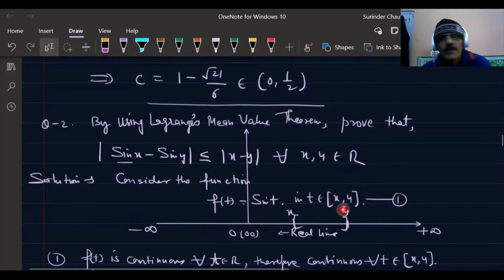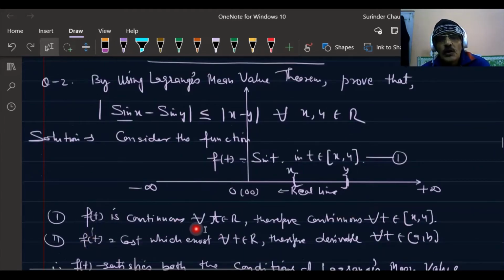So the interval x to y is here. t belongs to [x, y], which is a subset of R. Consider this interval. By Lagrange's mean value theorem, for the function f(t) = sin t on the closed interval [x, y]: we know that sin t is continuous for all real numbers, therefore on the closed interval x to y, a subset of R, f(t) is continuous. If you differentiate f(t), you get cos t, which exists for all real numbers, therefore f is differentiable.